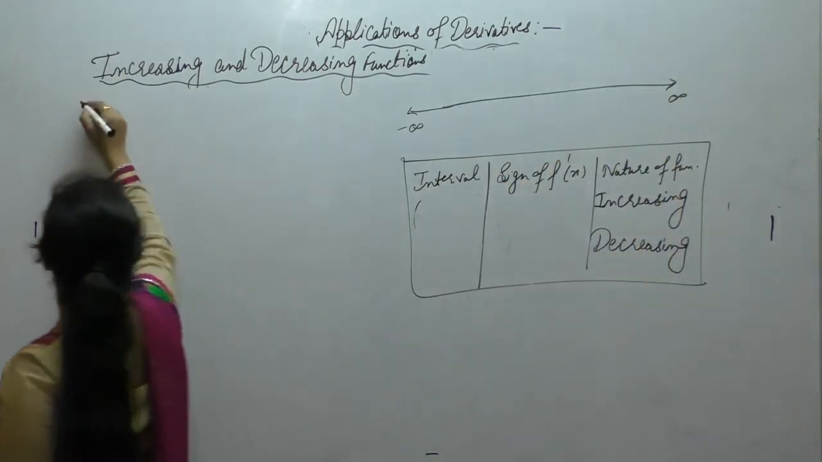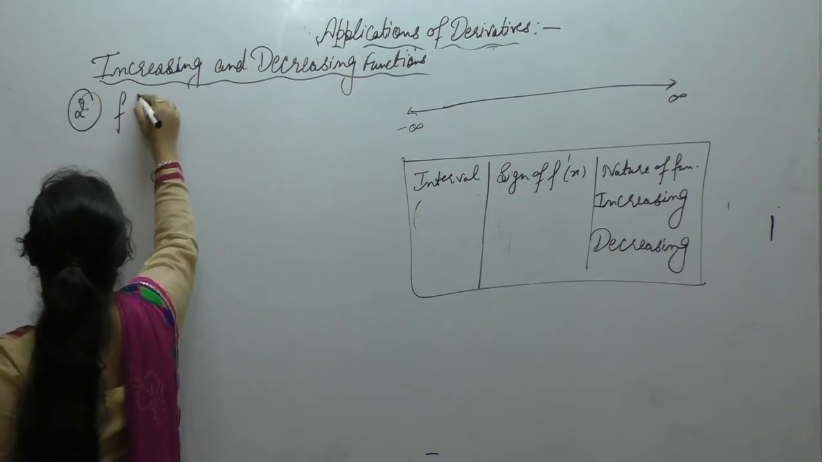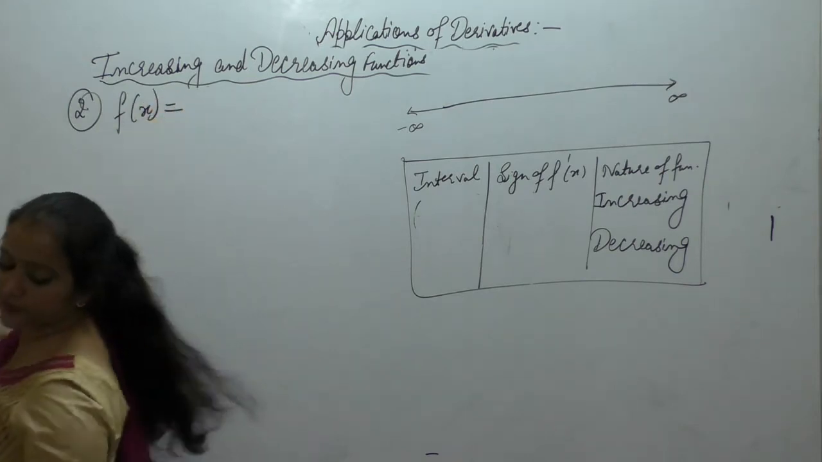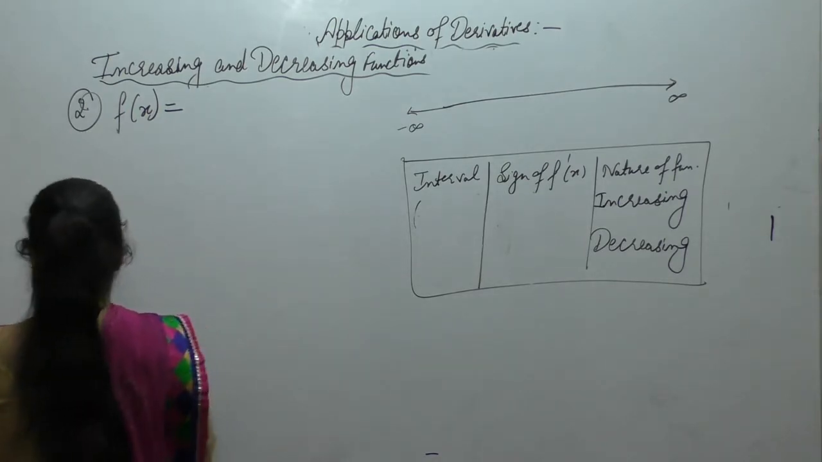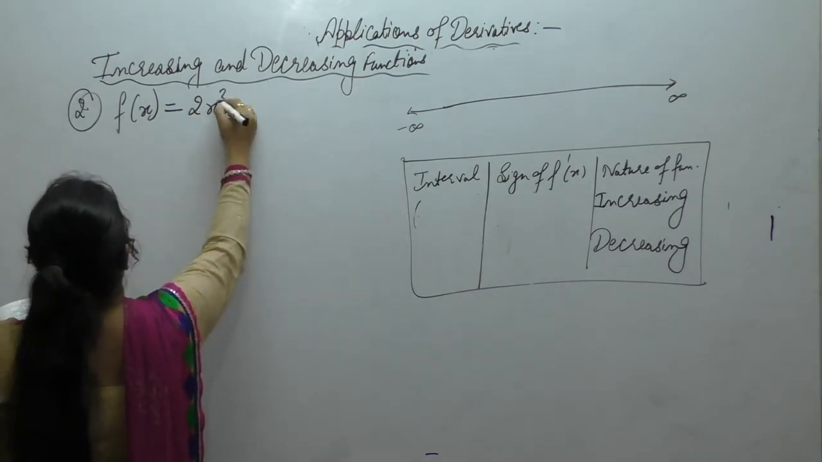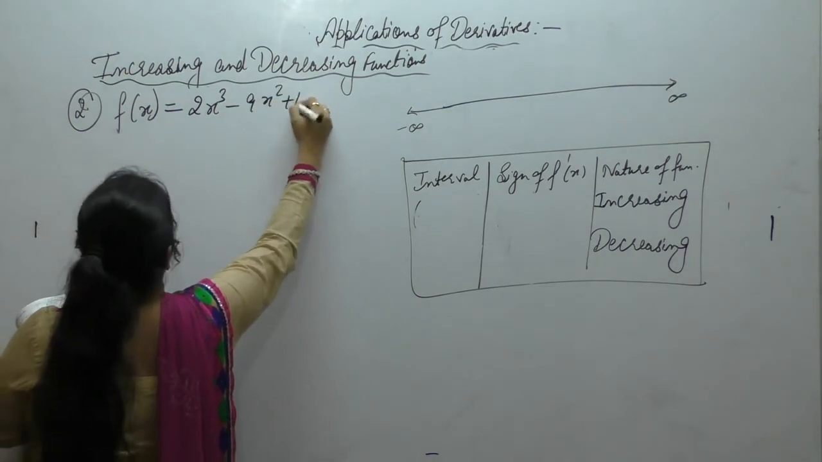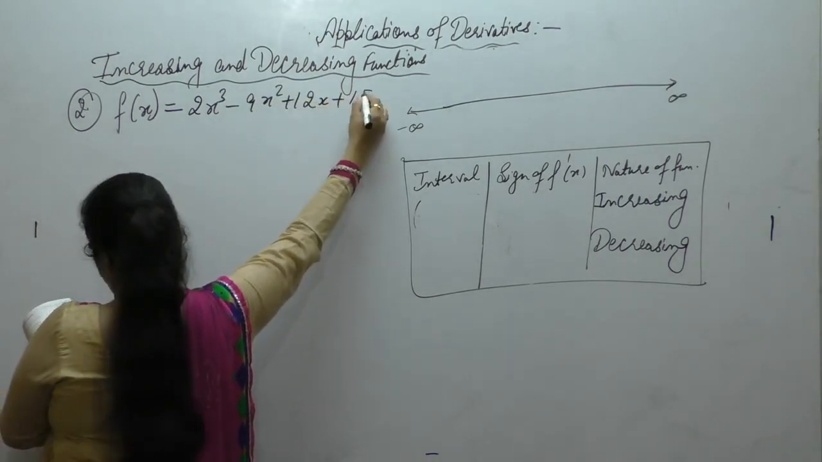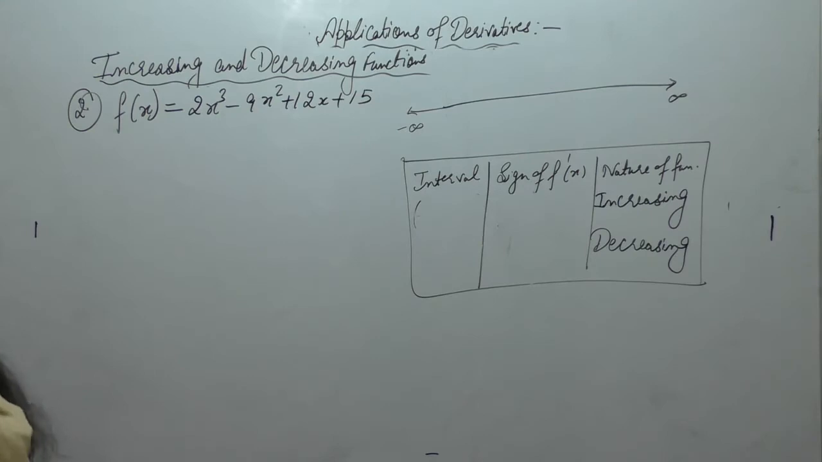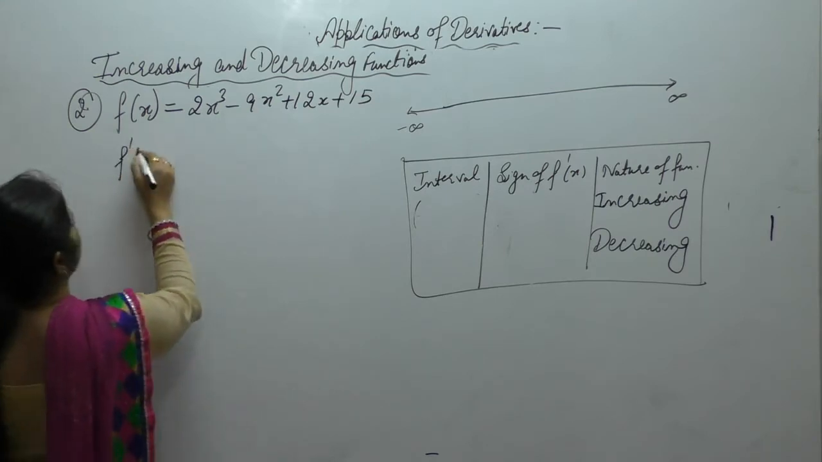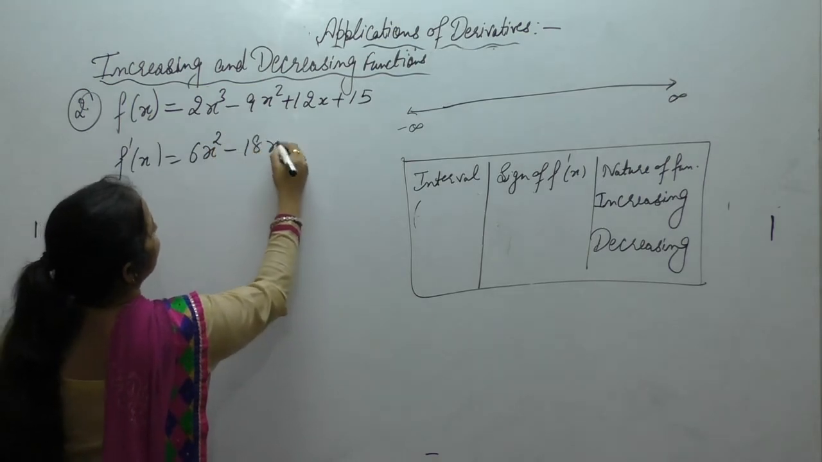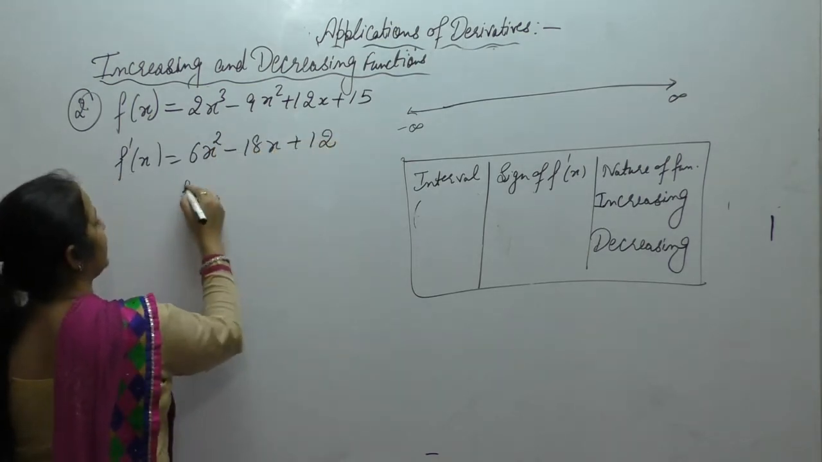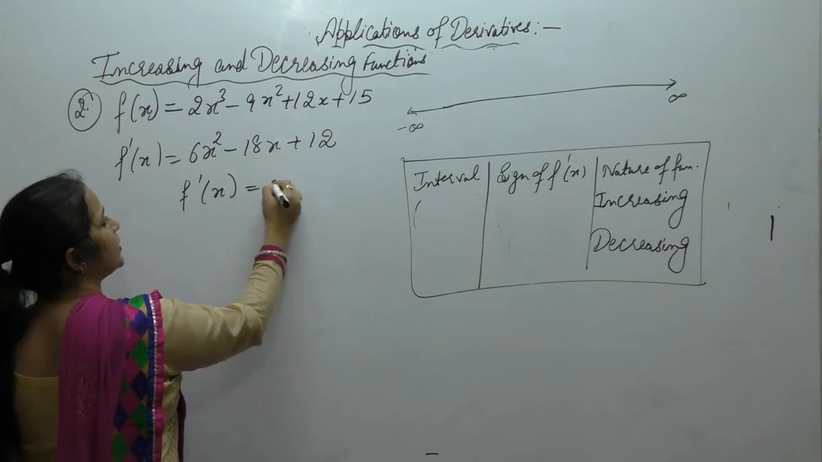Question number 2, we have to again find the intervals in which the function is increasing and decreasing. f of x is 2x cube minus 9x square plus 12x plus 15. First take the derivative. Derivative of 2x cube, 2 into 3, 6x square, minus 18x plus 12. Now put this derivative equal to 0.